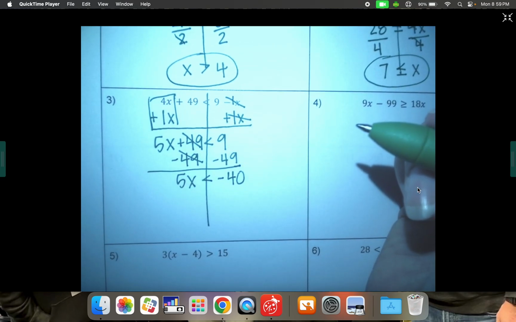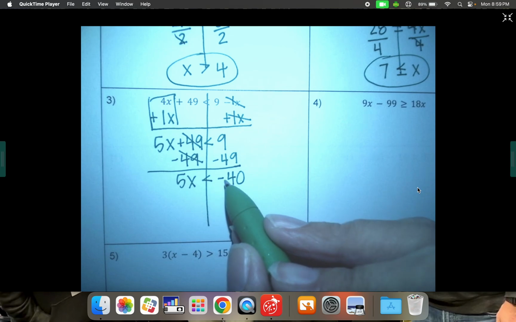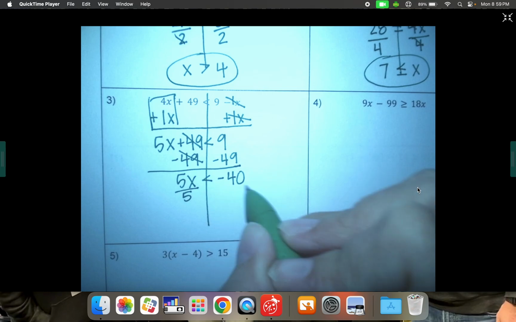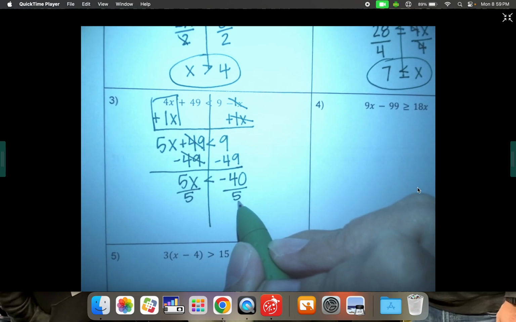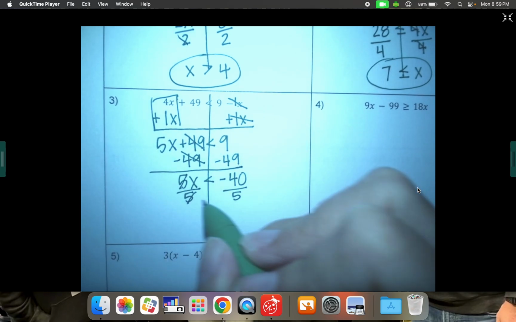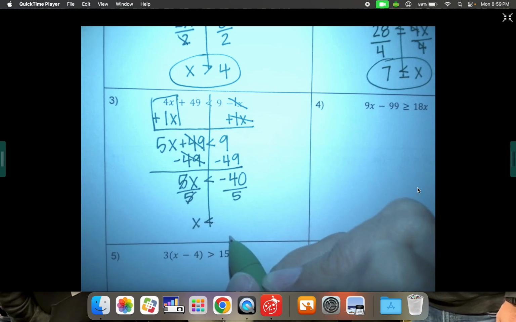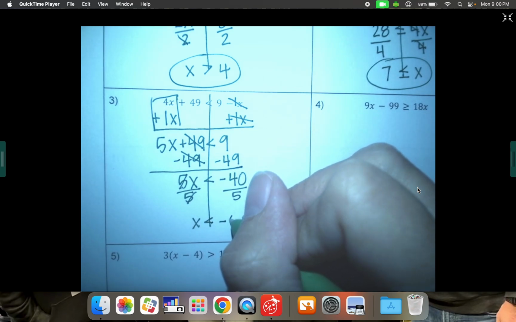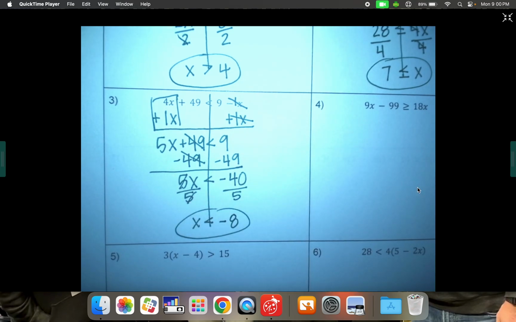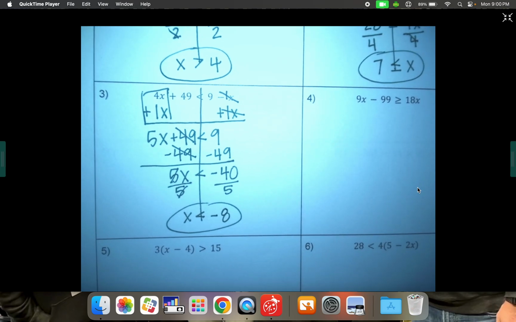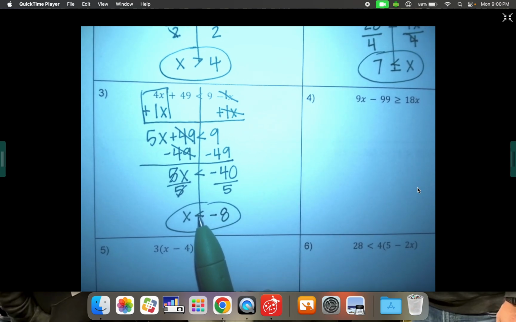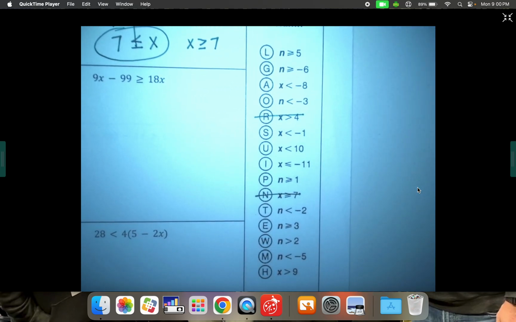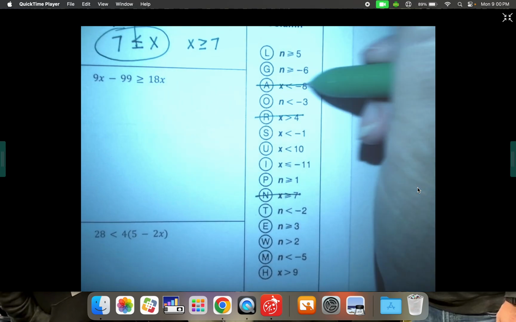Okay, don't let this confuse you. We are not going to flip the symbol just because there's a negative, because what we're doing is dividing by positive 5. So since we're dividing by a positive, we don't need to flip the symbol. Just bring it down exactly how it looks. Negative 40 divided by a positive 5 is negative 8. Double check that in your calculator. I'm doing it just in my head, so make sure that's right. We got x is less than negative 8. X is less than negative 8. Yeah, up here, A.